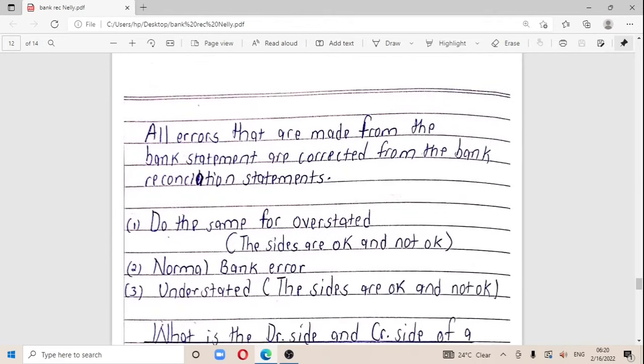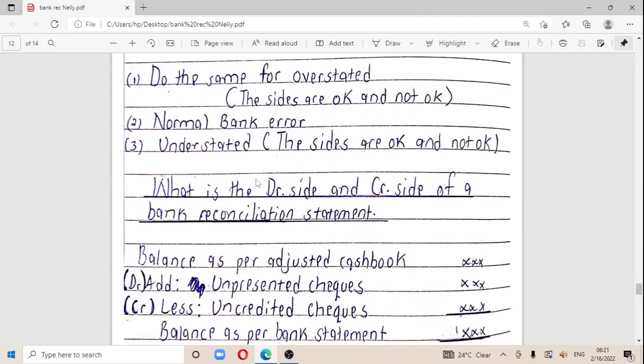So then we go to the bank statement. What do you know about the bank statement? All errors that are made in the bank statement are corrected in the bank reconciliation statement. So you do it the same way we have been handling the overstated figures. The sides are okay and also the sides are not okay, and even our normal bank error and the understated figures, the sides are okay and also not okay. It will just require you to know what is the debit side and the credit side of the bank reconciliation statement, and then you treat them accordingly.